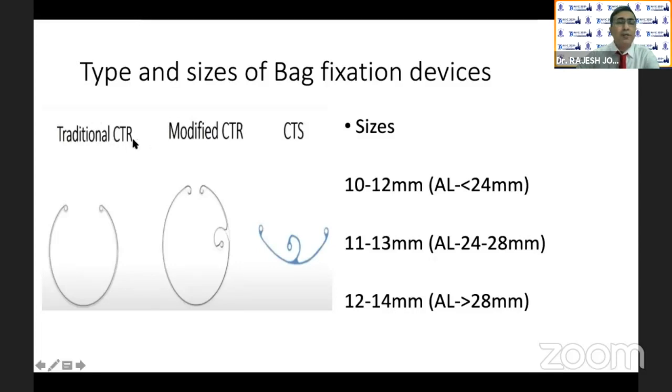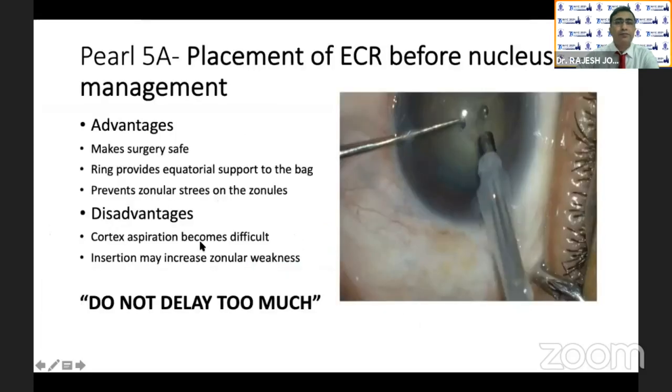These are the various types and sizes of bag fixation devices. First is a traditional capsular tension ring. Second is a modified ring, you can see a small eyelet here, and the capsular tension segment. Most commonly used size is between 11 to 13 millimeter, because most of the patients have axial length between 23 to 28 millimeter. And if you have a large bag, you can use a larger size of the endocapsular ring.